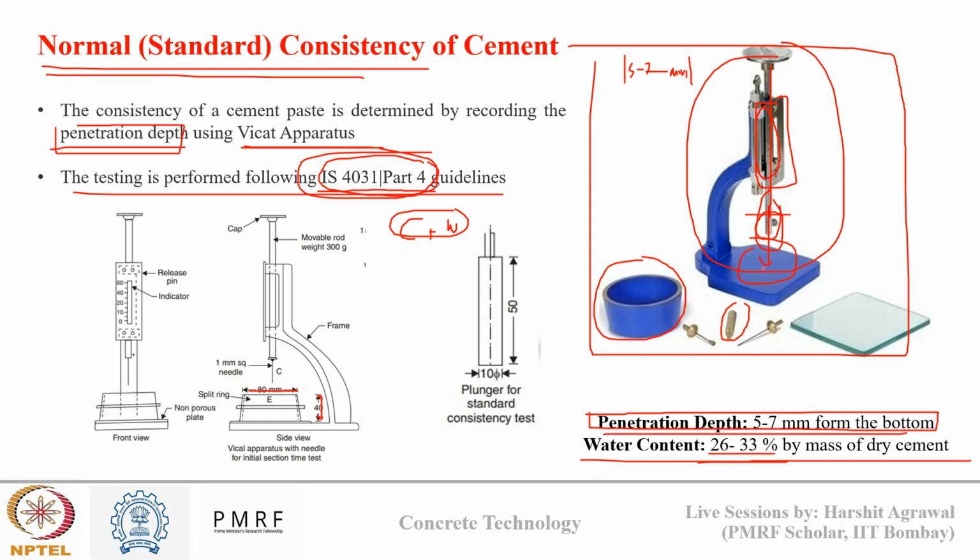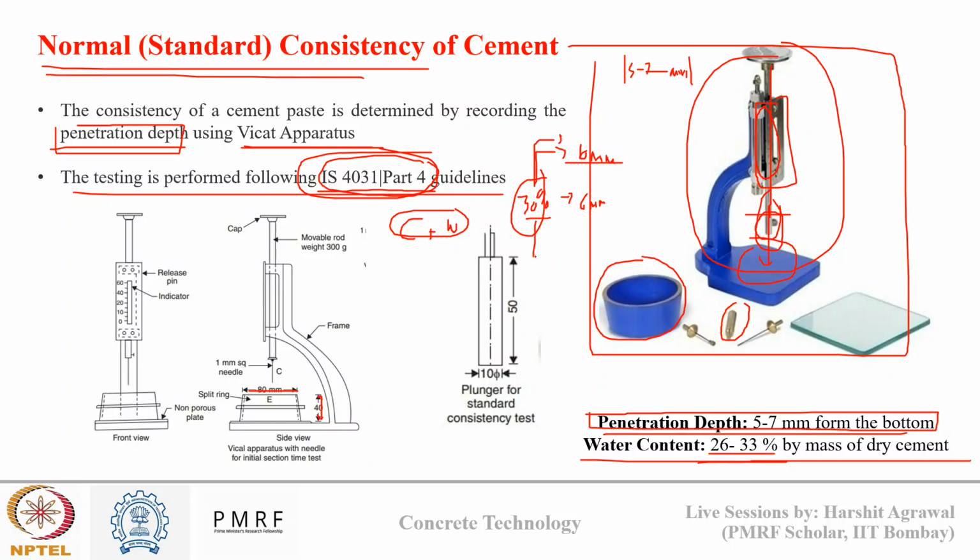Suppose I added 30% water and I got a depth of 6 mm, then I will say that 30% is my standard consistency of cement. However, suppose I added 30% water and I got a penetration depth of 10 mm from the bottom. That means that I have not achieved the required penetration. So I will increase the water. I will increase from 30 to 32% or 33%, and I will repeat the experiment.